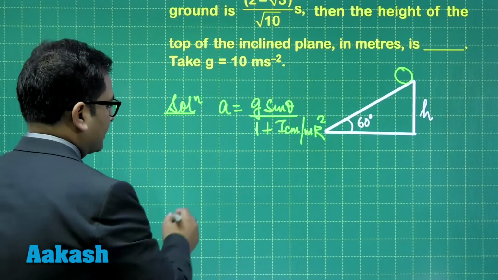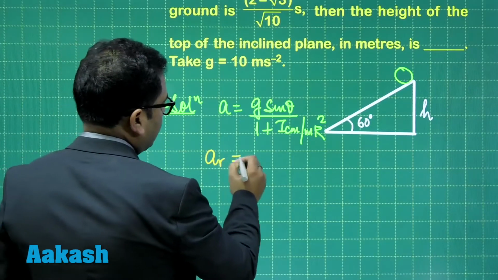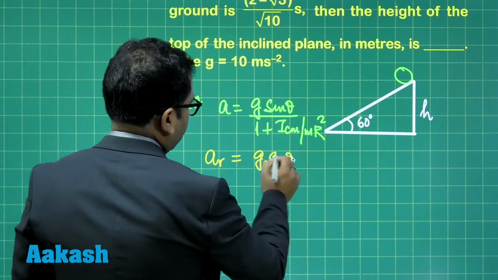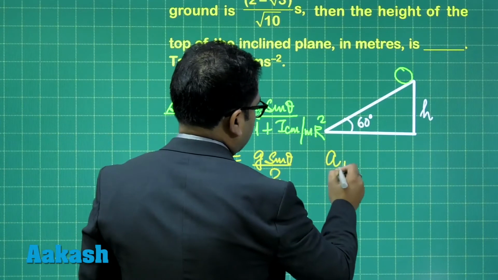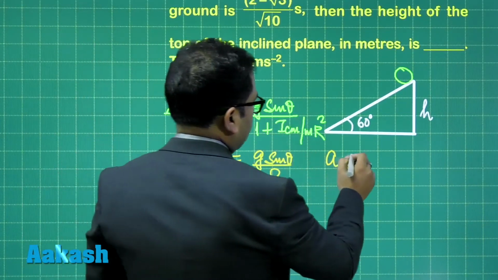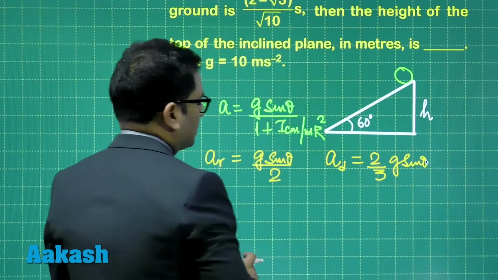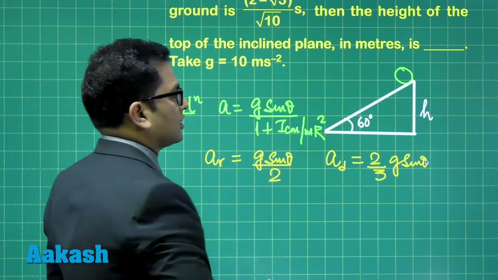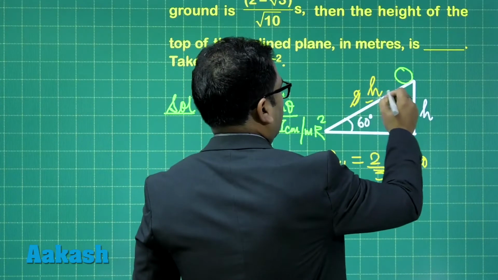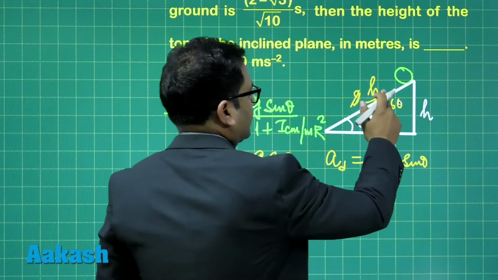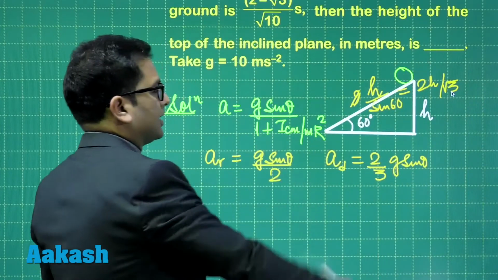Now, let's take turn-wise. Let's first talk about the ring. If I talk of the ring, a_R is going to be g sine theta divided by 2. For the disc, this is 1 by 2, so the acceleration of the disc, that will be 3, that's equal to 2 by 3 g sine theta. Now, the question is so easily done. This is h. So this length I can write as h upon sine 60, and that's equal to 2h by root 3.